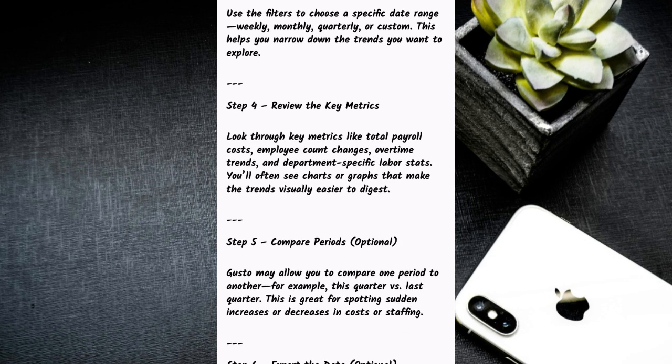Step 5. Compare periods. Now Gusto may allow you to compare one period to another, for example, this quarter versus last quarter. This is great for spotting sudden increases or decreases in cost or staffing.